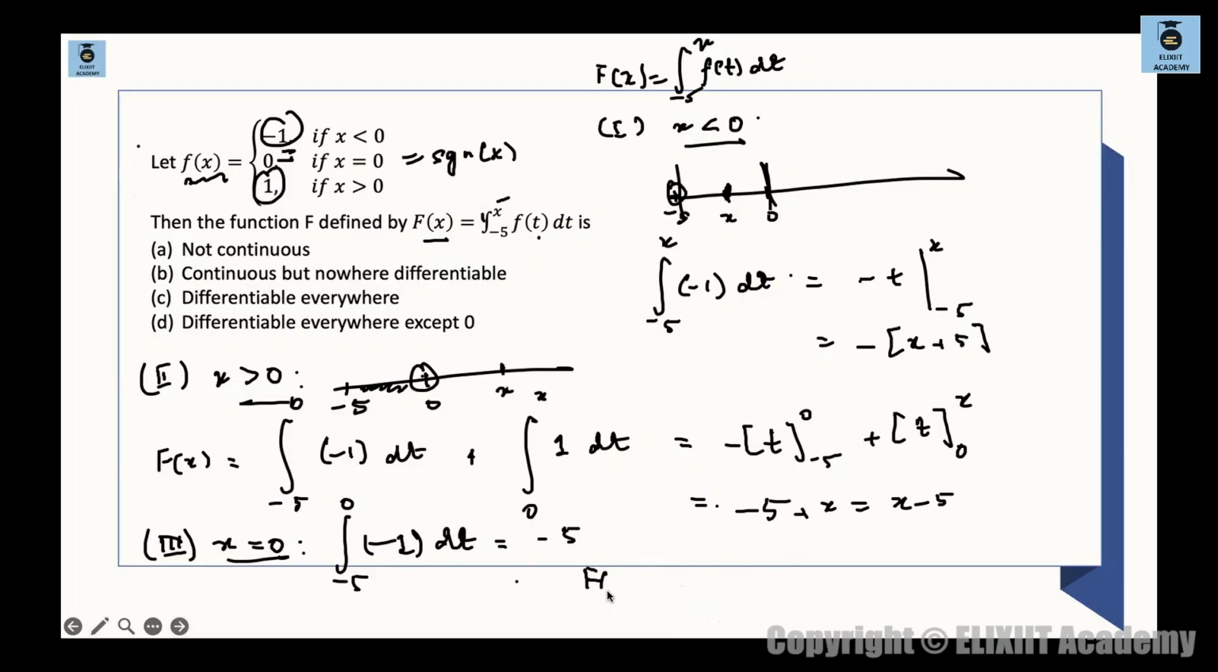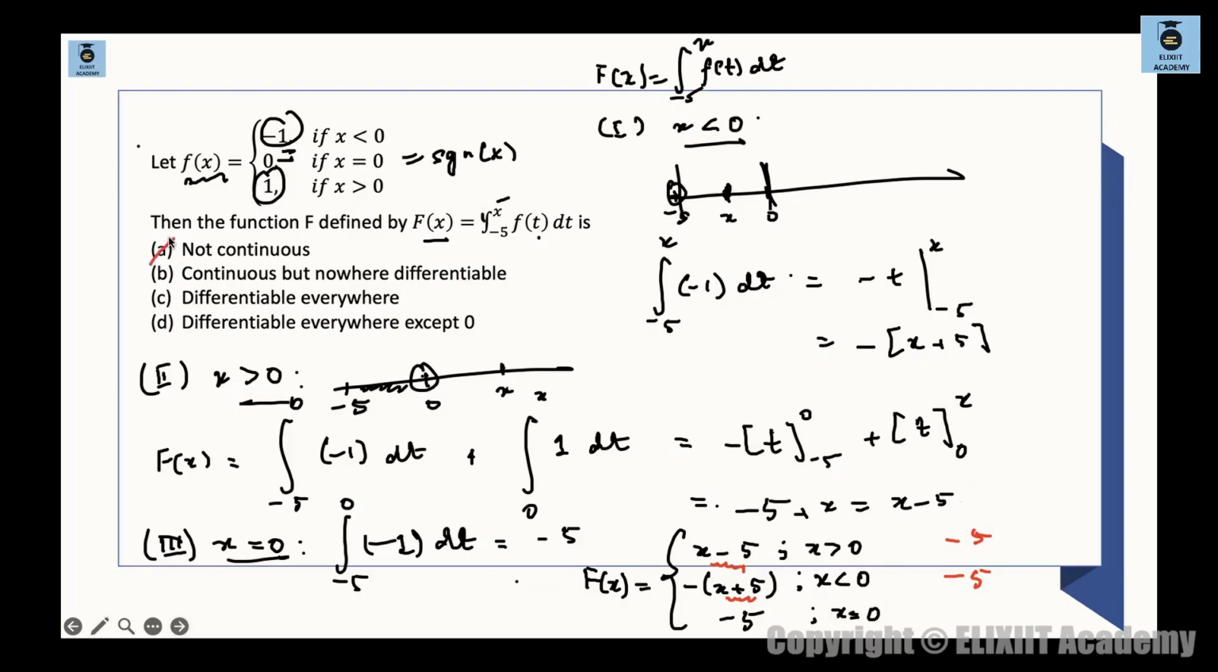So if we define the function F(x) properly, capital F(x) is x - 5 when x is more than 0, and when x is less than 0, this is -x + 5. And when x is equal to 0, this will be -5. This is our definition of the function. Now you can clearly check at 0 plus, you will take this branch, so the limit value will be -5. And for 0 minus, you will take this branch, so in that case also the limiting value will be -5.